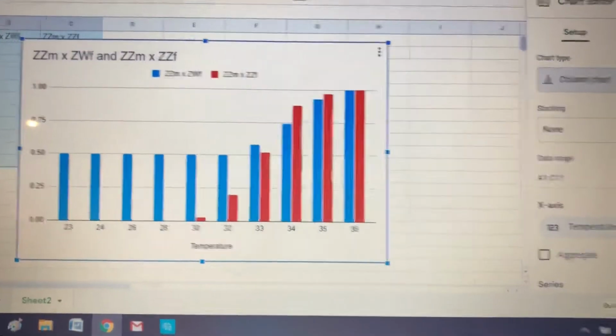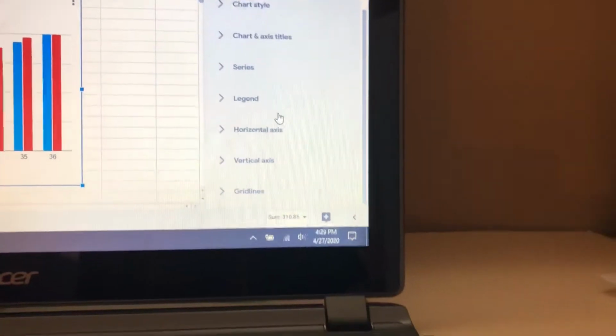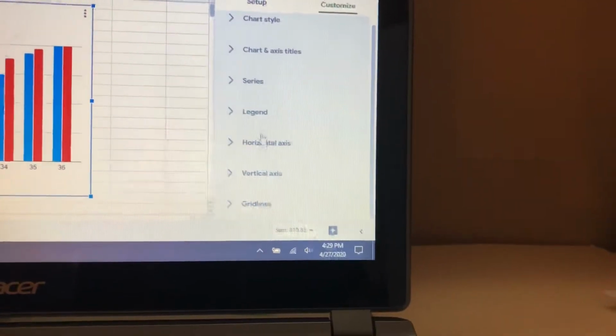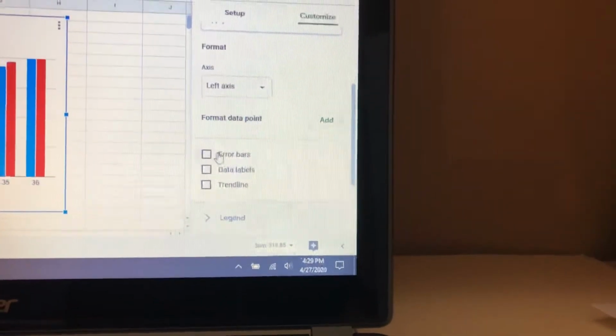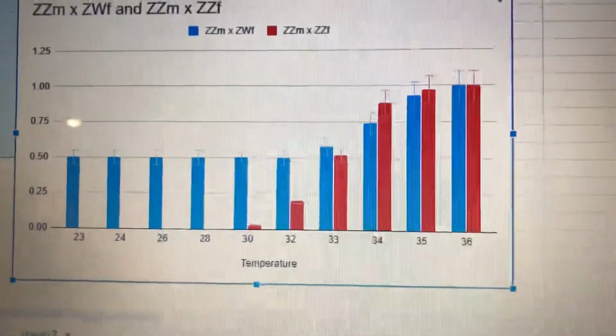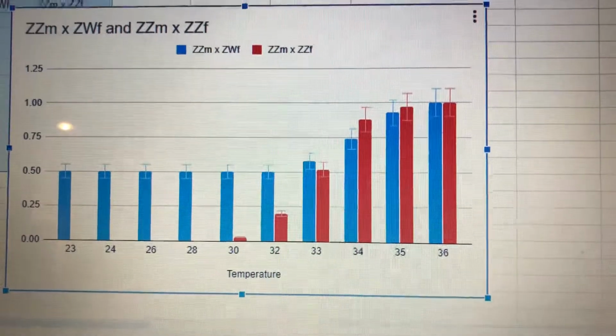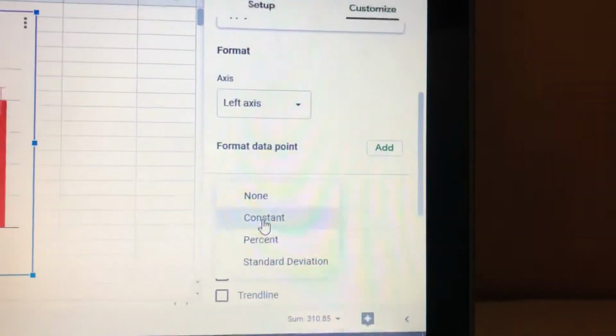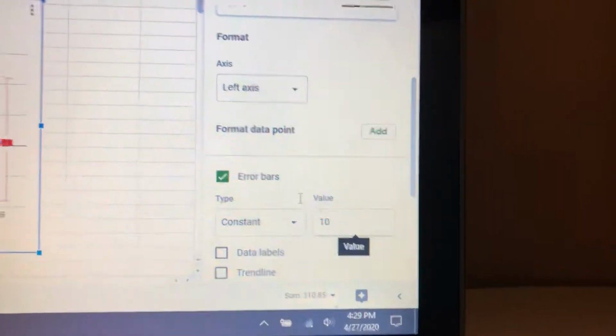So if I was going to do that on this graph, I would go to series and I go to error bars. But the problem is it makes all the error bars the same size. Right now the value is at 10. I actually want this to be at a constant, but the value is 10.